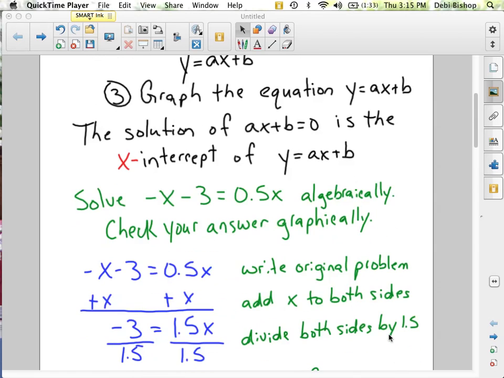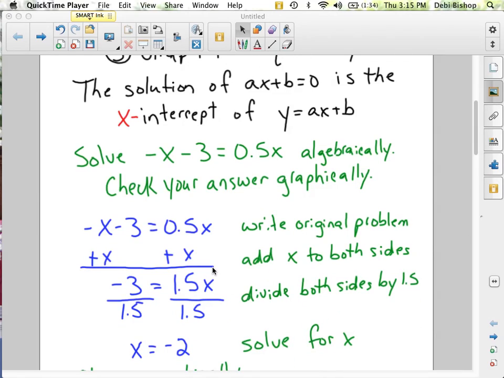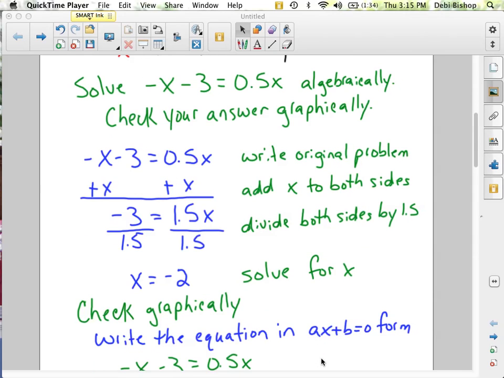Our first example is: solve negative x minus 3 equals 0.5x algebraically and check your answer graphically. First, we solve for x. In order to do this, we write the original problem, add x to both sides, and then divide both sides by 1.5 in order to isolate x, and we find that x equals negative 2.